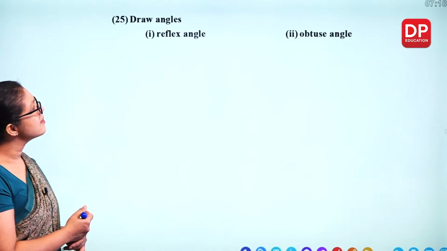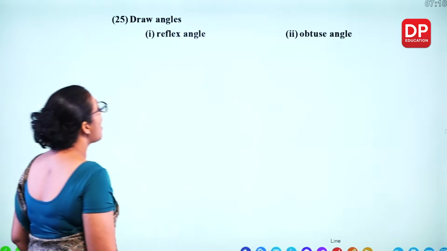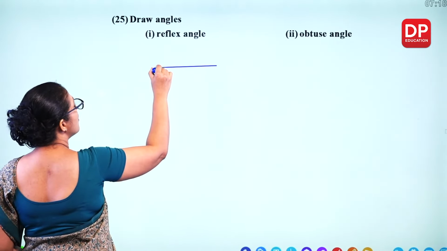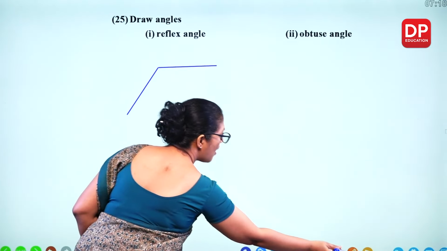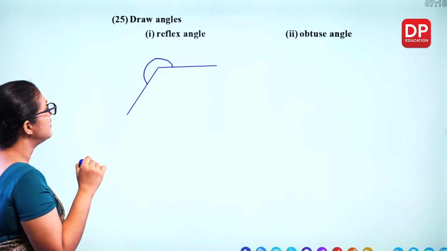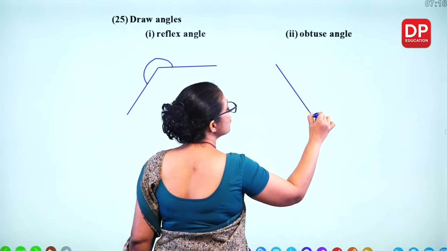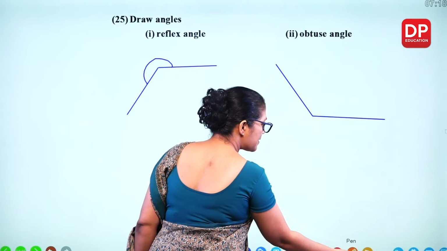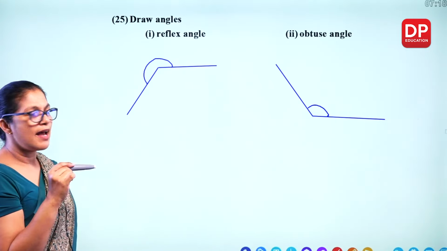Draw angles, reflex. Reflex means more than half of a circle. So you can draw two lines here and then mark the angle this way. That's the reflex angle. Obtuse angle, you can draw two lines like this. That's more than a right angle and less than half of a circle. This is an obtuse angle.